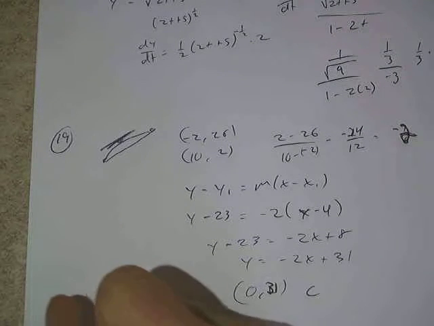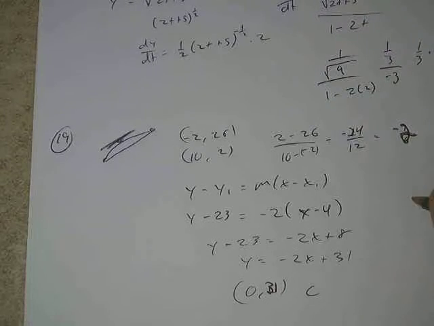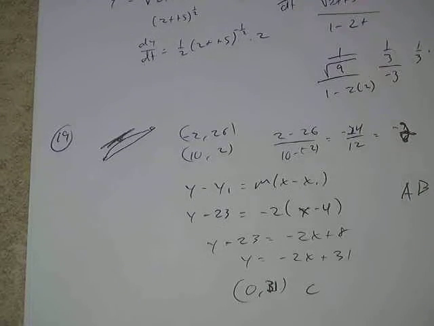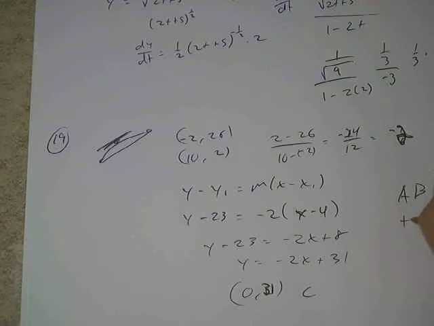On 20, also just for the record on the previous one, that would be an AB problem. Working with tangent lines. And ultimately it's a mean value theorem problem.